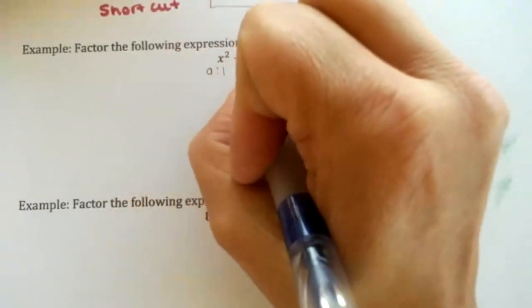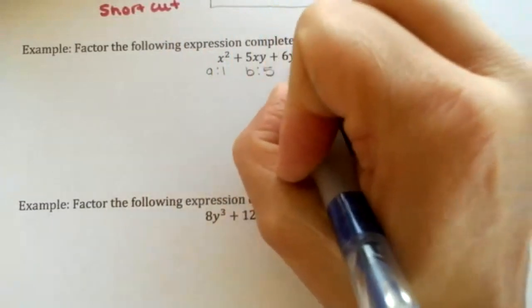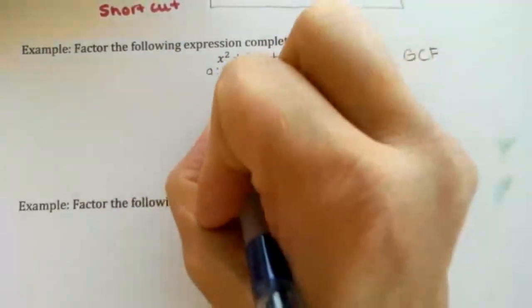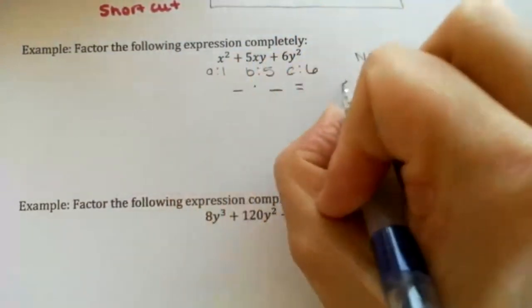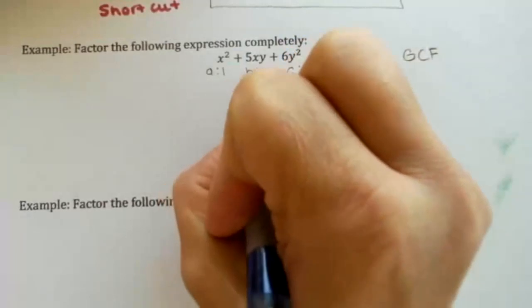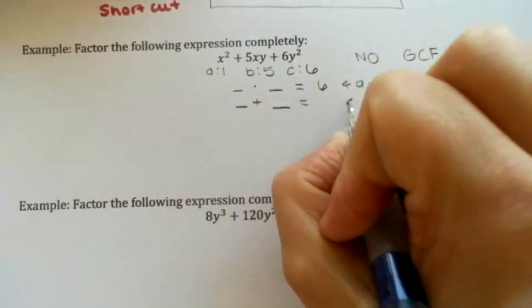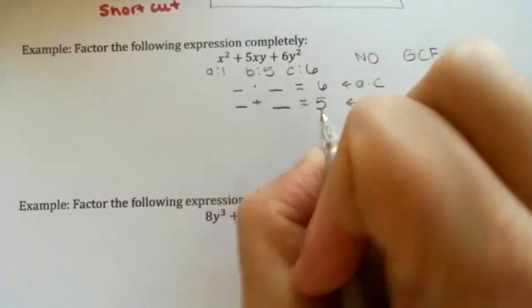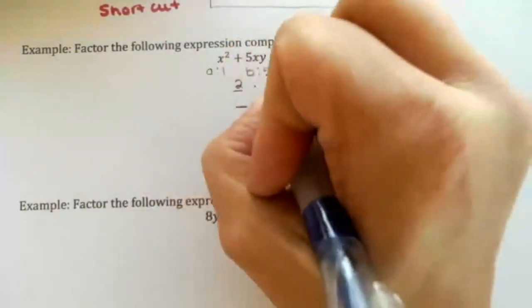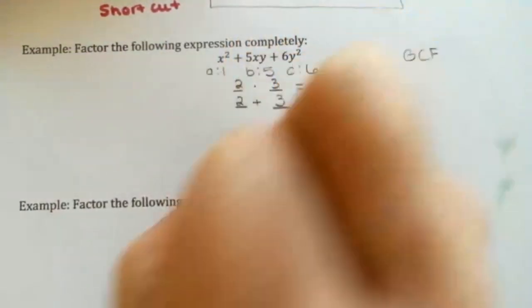But same thing like we've been doing. Our a in front of x squared is positive 1. Our b in front of xy is positive 5. Our c at the end is positive 6. So we're looking for two numbers that multiply together to give us a times c, so 1 times 6, which is 6. And the same two numbers that add together to give me b, which in this case is 5. So 2 times 3 is 6, and then 2 plus 3 is 5.